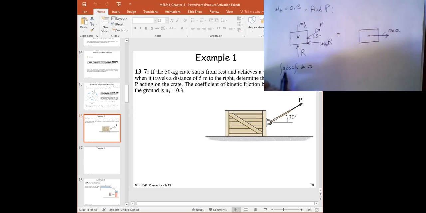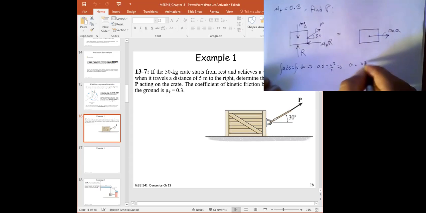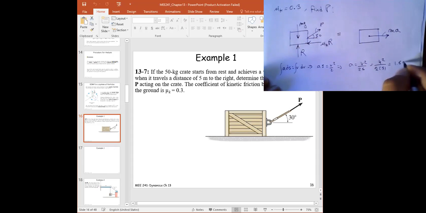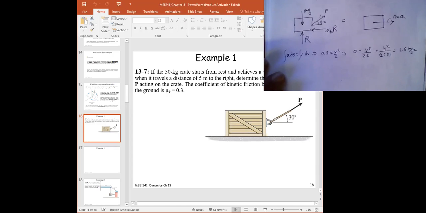Here A is constant, right? A constant acceleration. So it will be A S equal to V square over 2. So A is equal to V square over 2S, which is 4 square divided by 2 times 5, or 16 over 10, which is 1.6. Okay, we got the acceleration. How do you find P?